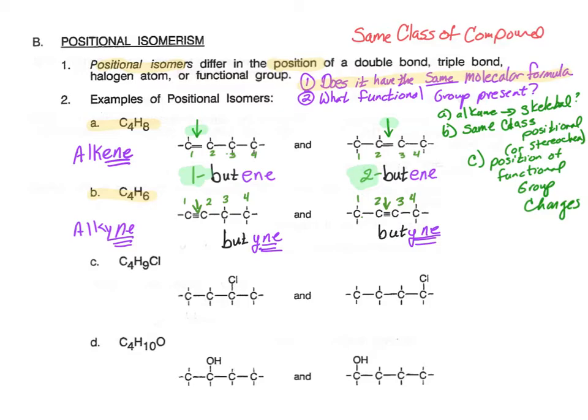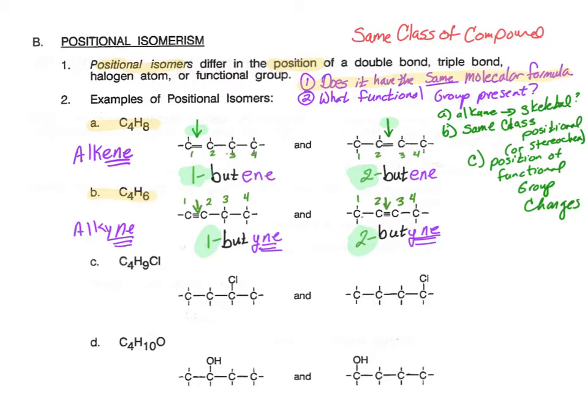The first one, the triple bond is on number 1, so it's a 1-butyne. And on the second one, the triple bond is on carbon number 2, and that is 2-butyne. And so we can see that the position is the only thing that's really changed. Same functional group, different position. Alrighty, let's try letter C.